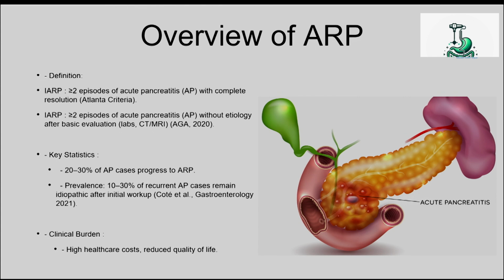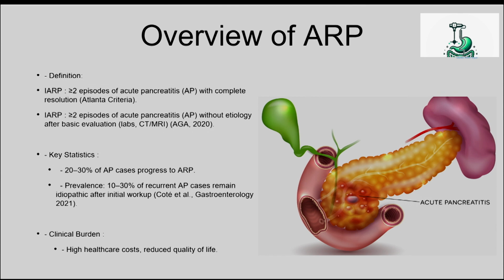So first of all, we have to know the definition of acute recurrent pancreatitis. We know acute pancreatitis needs two out of three criteria to reach the diagnosis. But for recurrent acute pancreatitis, the patient has to develop 2 episodes of acute pancreatitis with complete resolution. This is the Atlanta classification. And the AGA also defined acute recurrent pancreatitis as evidence of 2 episodes of acute pancreatitis without etiology after basic evaluation, including lab workup, CT, and MRI, and they did not include endoscopic ultrasound.